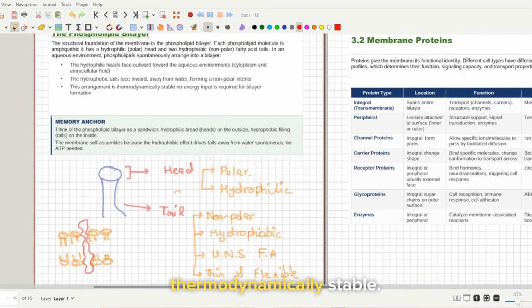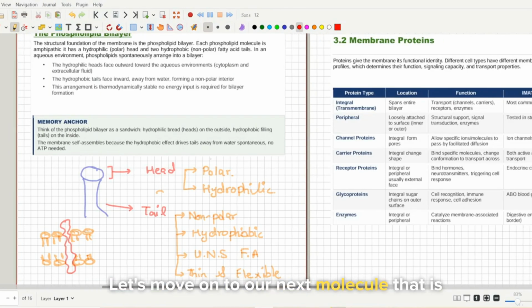The arrangement is thermodynamically stable, like no energy input is required for bilayer formation, and it is the most stable structure that you can see. As I have told you before, it is like a sandwich, and the hydrophilic heads are on the outside and hydrophobic tails are on the inside. So that's how the head is connected with the water and the tail is saved from the water because it is on the inside. So that was about the phospholipid molecule.